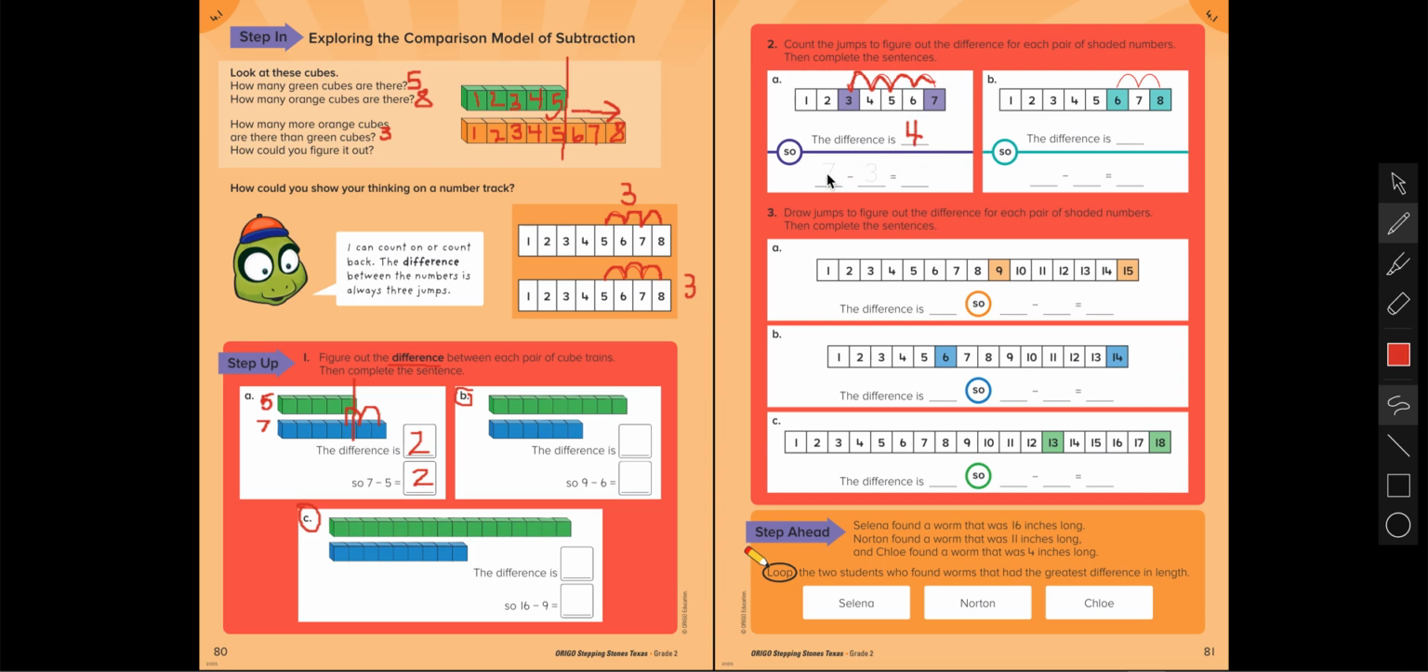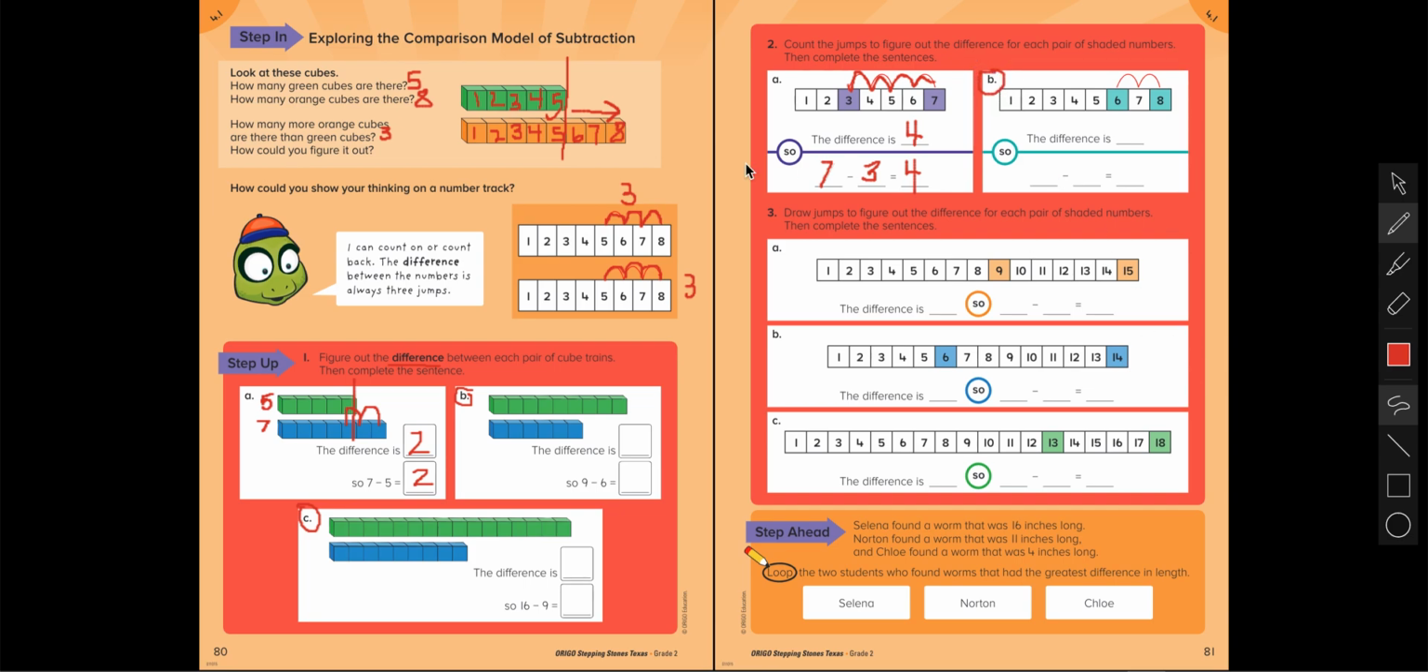Now they want us to write a number sentence. When we're subtracting, I'm always going to start with my greater number. So I have 7 minus 3, which is my other shaded number, equals 4, because I know the difference between 7 and 3 equals 4. So you're going to do the same thing with letter B.